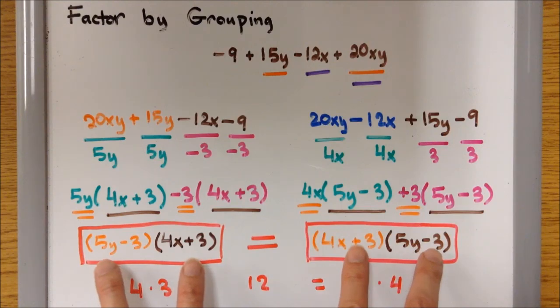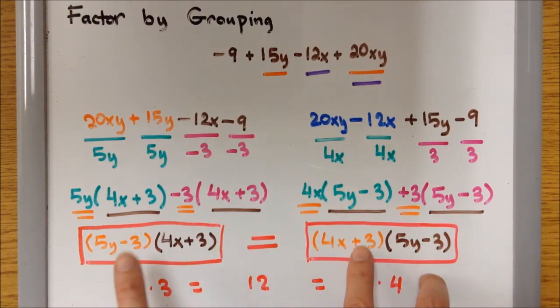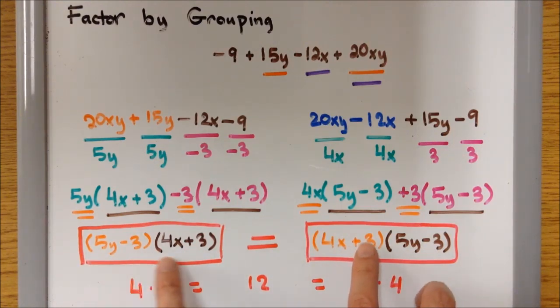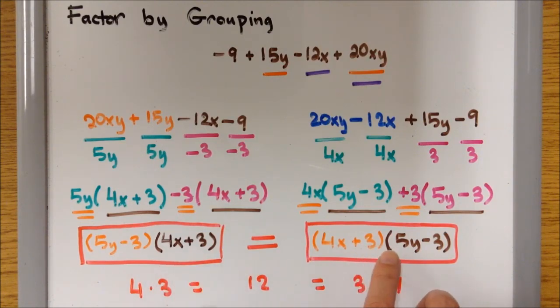It's the same thing as these factors in parentheses. 5y minus 3 times 4x plus 3 will give you the same answer, such as 4x plus 3 times 5y minus 3. So when you're working with multiple variables, it doesn't matter with the order of the answer as long as you factor it correctly.